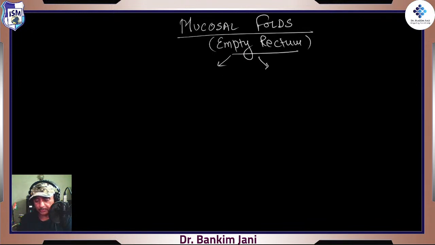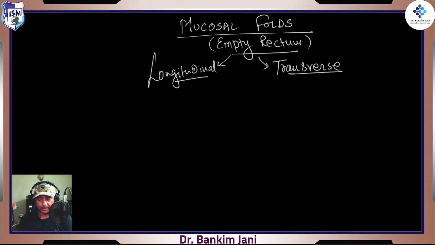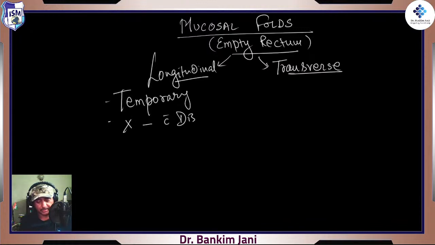So this is divided into two parts. One longitudinal, and second obviously transverse. Now these longitudinal folds are temporary, or you can say they are transient. It means they will go away with distension. So when the organ is distended, they will go away. Technically they will be obliterated. Practically, that means they'll just go away.